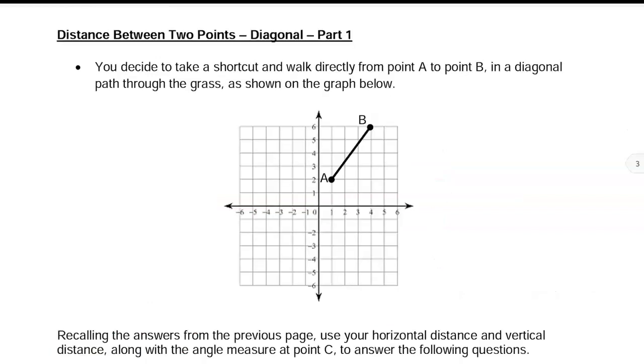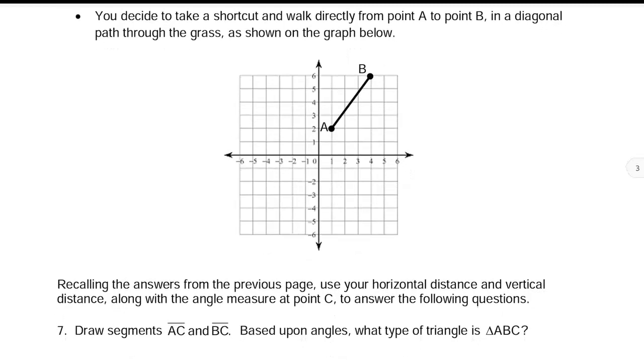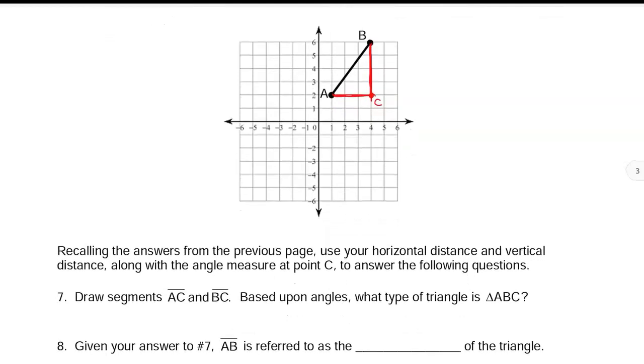You decide to take a shortcut and walk directly from point A to point B in a diagonal path through the grass. Recalling the answers from the previous page, we're going to draw in segment AC, so that would be the horizontal segment, and C was here. Draw in segment BC, right there. What type of triangle is triangle ABC? It is a right triangle. AB is referred to as the hypotenuse of the triangle.